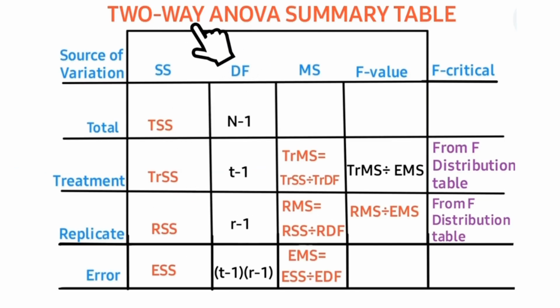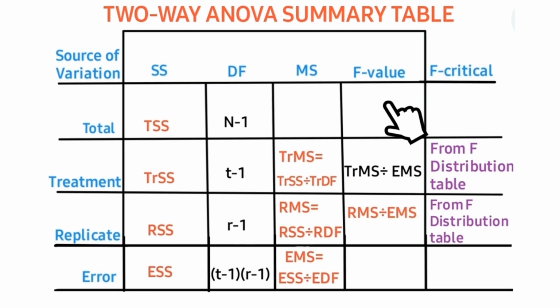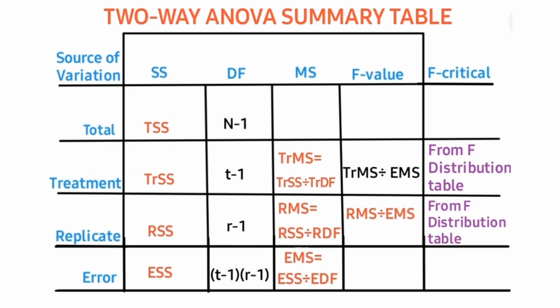This table is a good representation of a two-way ANOVA table, where we have two F values, that is the F calculated, and two F critical, that is the F tabulated.